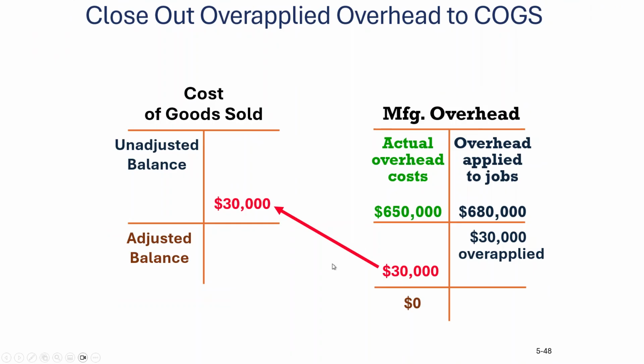Okay, so there is an example. If we were doing it directly into the cost of goods sold, what we would have done is debit the manufacturing overhead, credit the cost of goods sold if we allocate everything to the cost of goods sold.